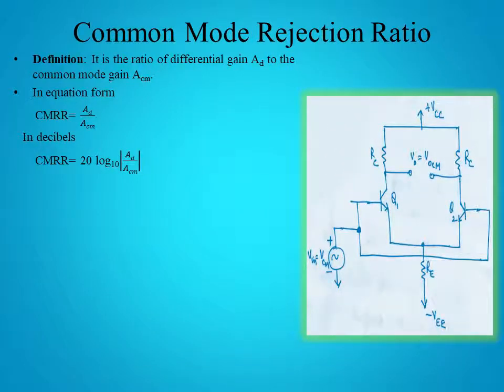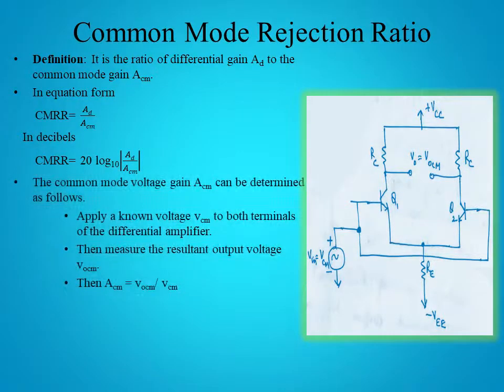Now AD we have calculated in AC analysis, but we want to calculate ACM. We must know ACM before calculating CMRR. So this is the circuit to calculate ACM. How can we calculate ACM? The common mode gain ACM can be determined as follows. Apply a known voltage VCM to both the terminals of the differential amplifier.